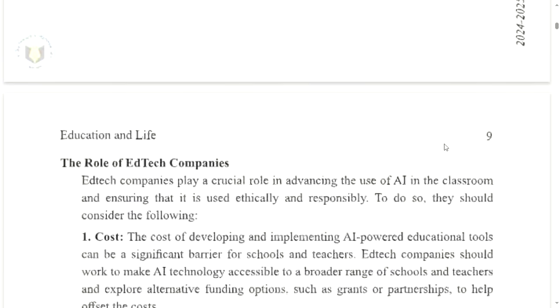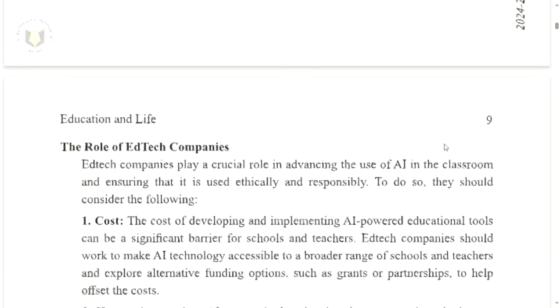One, cost. The cost of developing and implementing AI-powered educational tools can be a significant barrier for schools and teachers. EdTech companies should work to make AI technology accessible to a broader range of schools and teachers and explore alternative funding options such as grants or partnerships to help offset the cost.